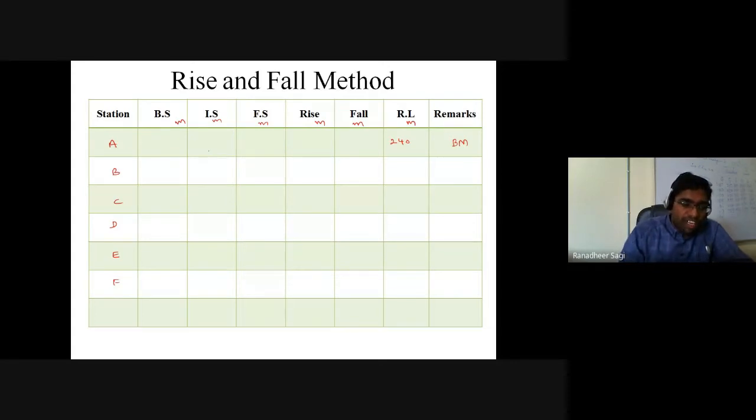Okay. And the first reading which is taken on the benchmark is 2.665. And next, moving on, it is said that after third reading and sixth reading, there is a shift in instrument. Obviously, the second reading comes under your intermediate site reading, 3.225, and the third reading comes under your foresight, because after this third reading, there is a shift in instrument.